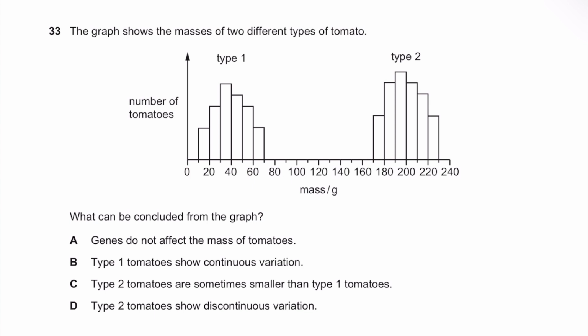Number 33. The graph shows the masses of two different types of tomato. What can be concluded from the graph?